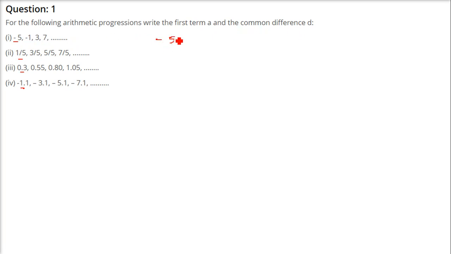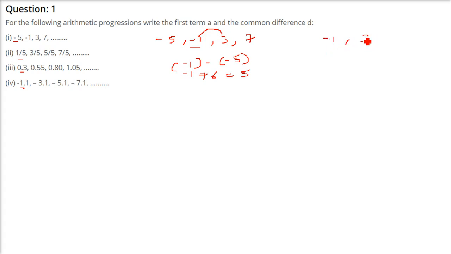If I take this one, minus 5, minus 1, 3 and 7, you just have to take the second one, that is minus 1, and subtract the first one. So minus 1 minus of minus 5 is plus 5, 5 minus 1 is 4. So 4 is the common difference. You can check it for any of the consecutive values.